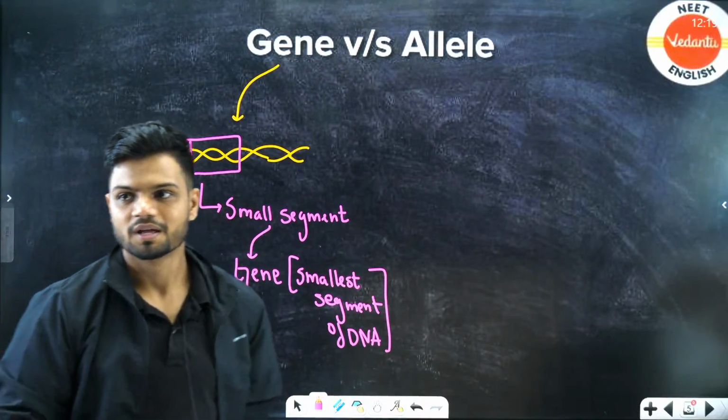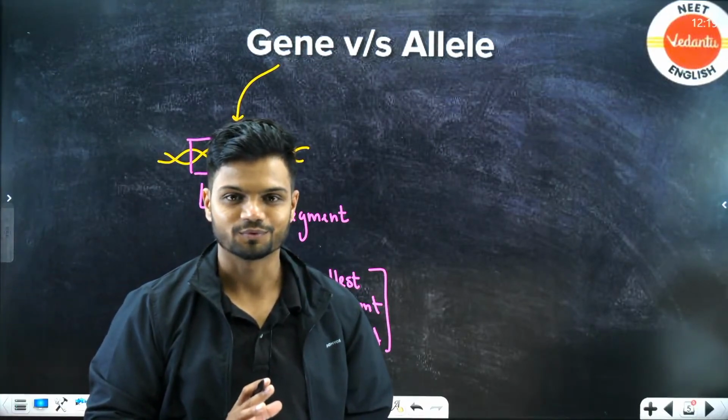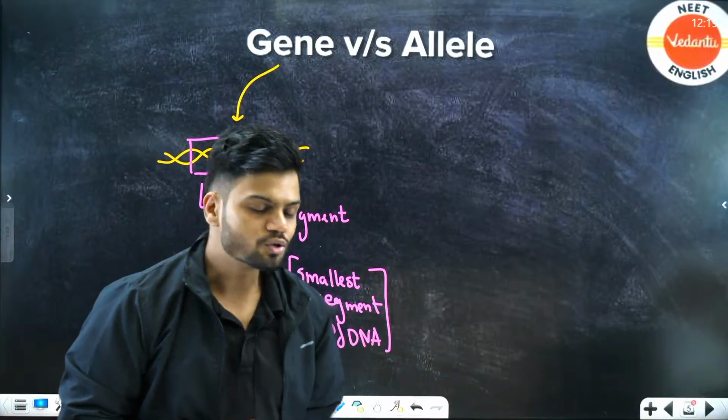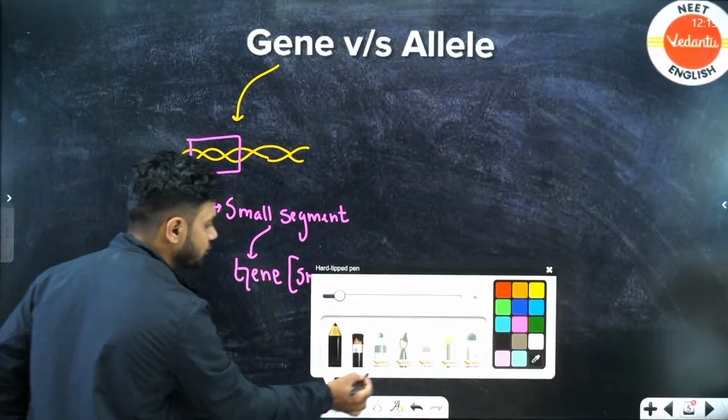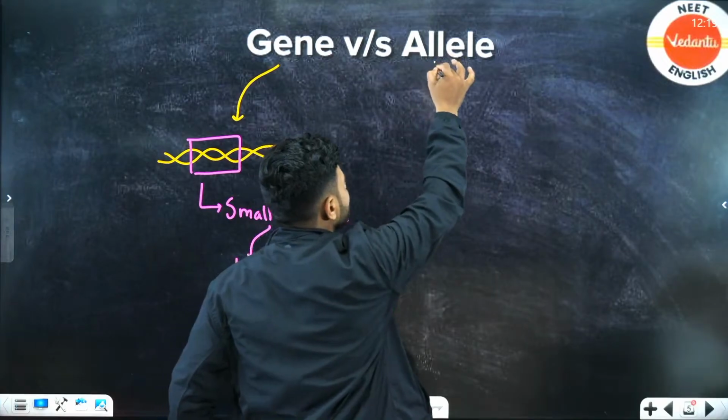Deoxyribonucleic acid. Smallest segment of a DNA. Okay, that is a gene. So all of you know what is a gene now. Then what is an allele?